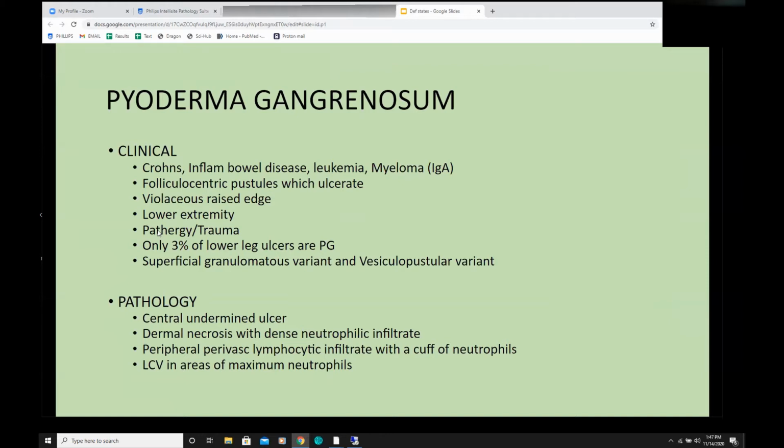There are two variants which we should know about, the superficial granulomatous variant and the follicular pustular variant. So the pathology of this is not entirely specific. You find a central undermined ulcer with underlying dermal necrosis and a dense neutrophilic infiltrate, and then a peripheral perivascular lymphocytic infiltrate with a cuff of neutrophils. So this is adjacent to the dense neutrophilic infiltrate. In the areas of maximal neutrophilic infiltrate, you can find a leukocytoclastic vasculitis, but this is a secondary phenomenon and it's not primarily a vasculitic process.